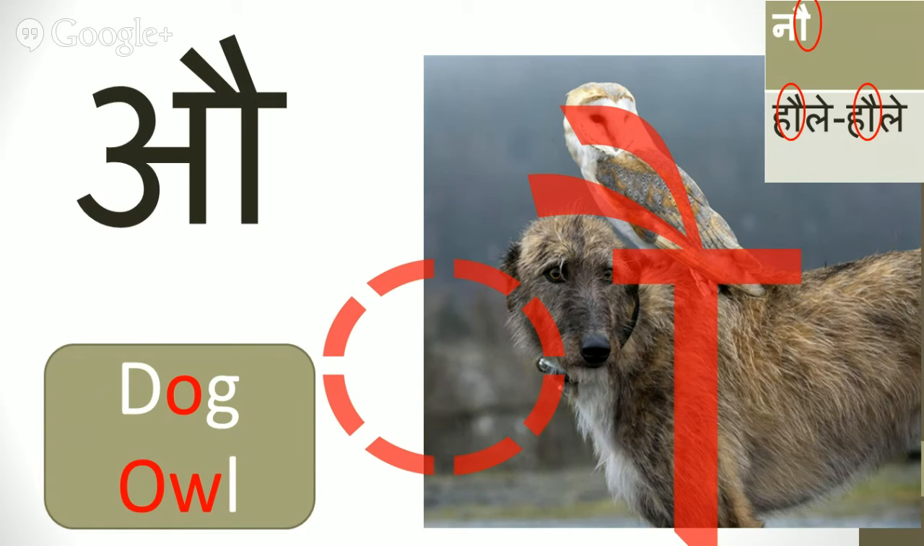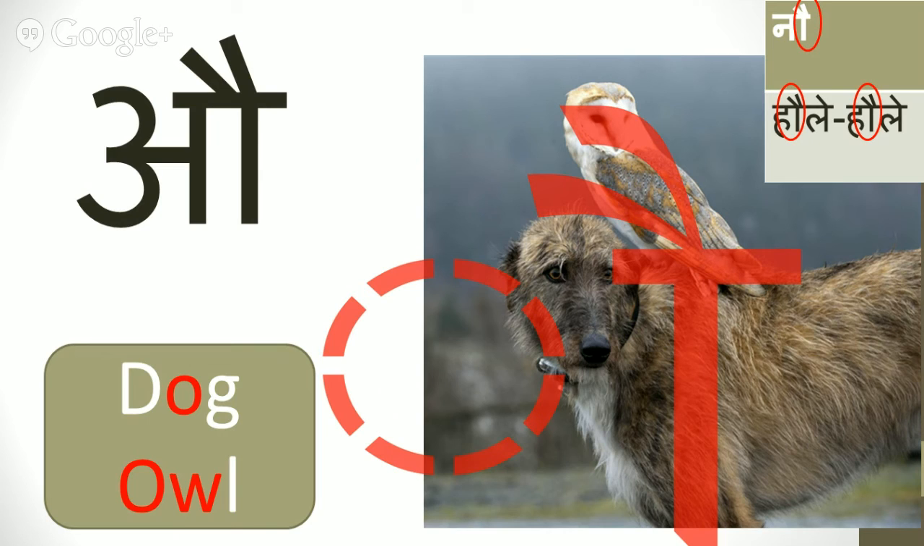Getting close to the end of all the vowels we've learned so far. Remember we said that this sounds like aw, as in dog? Dog, aw, aw. But it can also sound like the ow in owl. Ow. So here we have the strangest one of all.